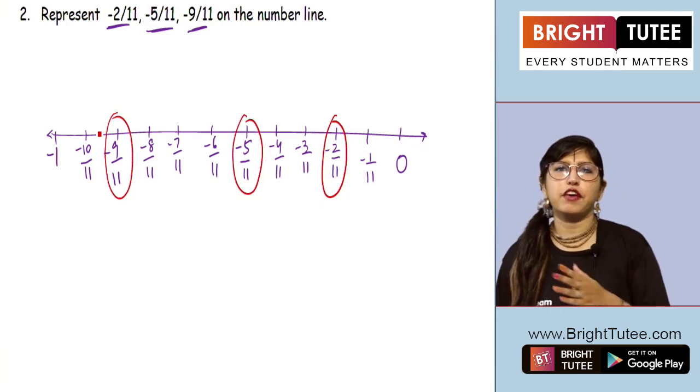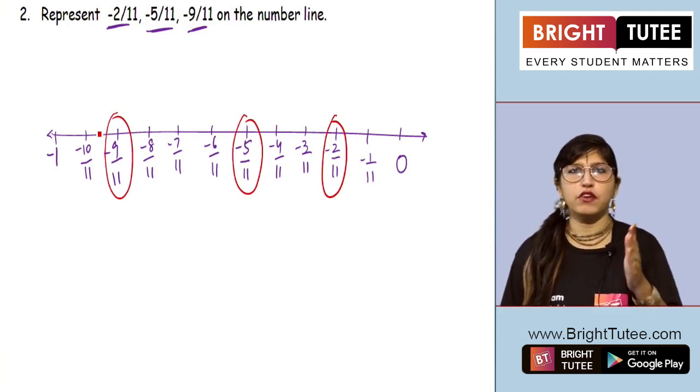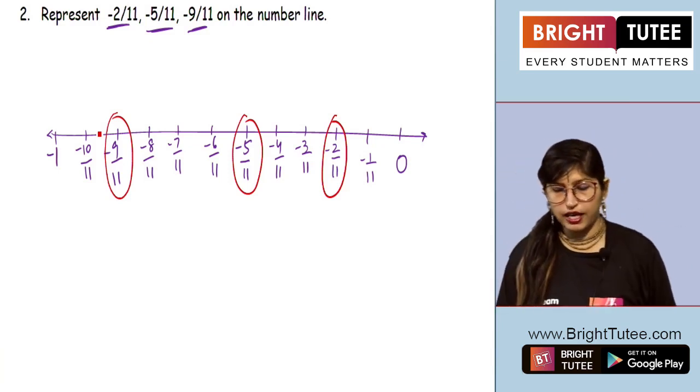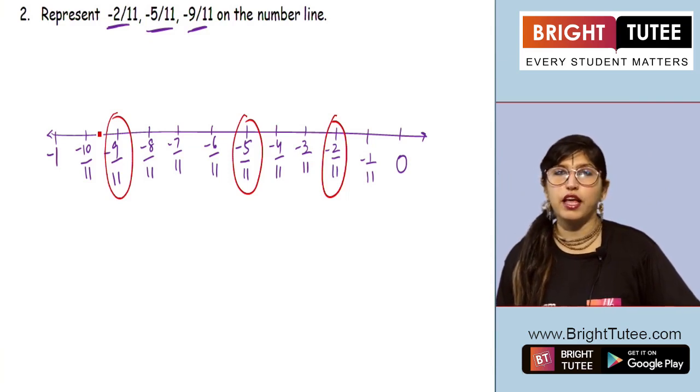So what we did: if we have any negative rational numbers, we move to the left of 0, and positive rational numbers to the right of 0. We do it this way. If we have denominator 11, we divide it into 11 equal parts.